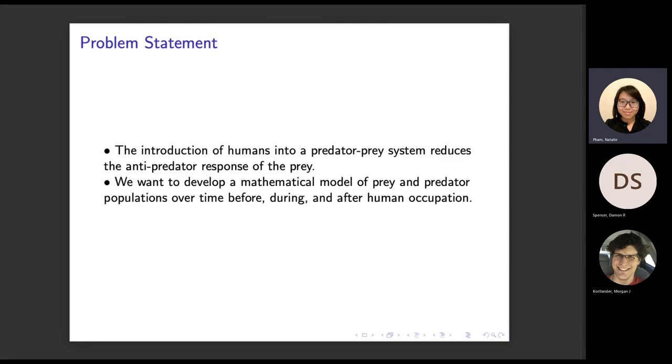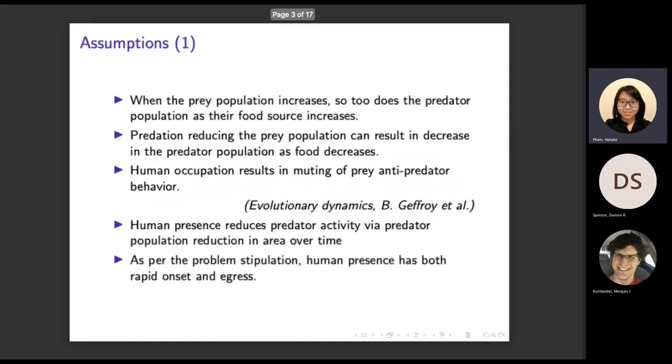About the problem statement, we learned that the introduction of humans into a predator-prey system can reduce the anti-predator response of the prey. So we want to develop a mathematical model of prey and predator populations over time before, during, and after human occupation. We did make some assumptions.